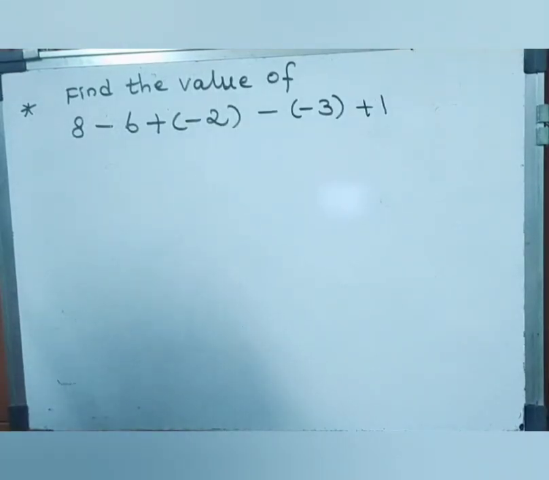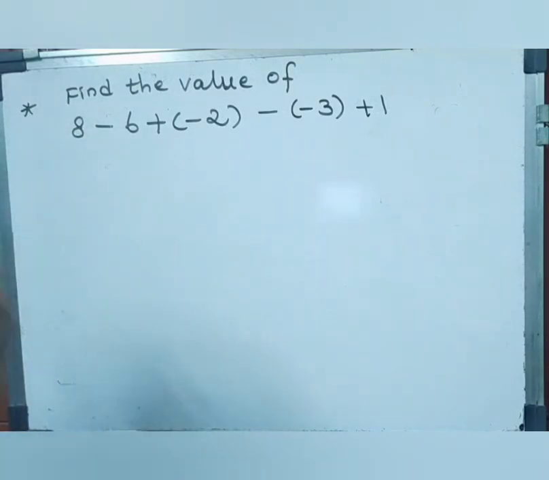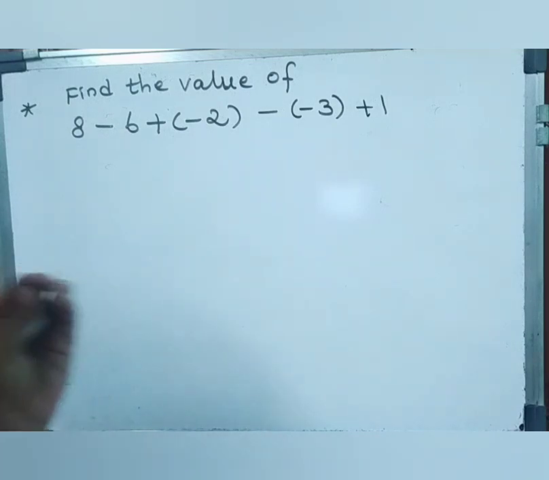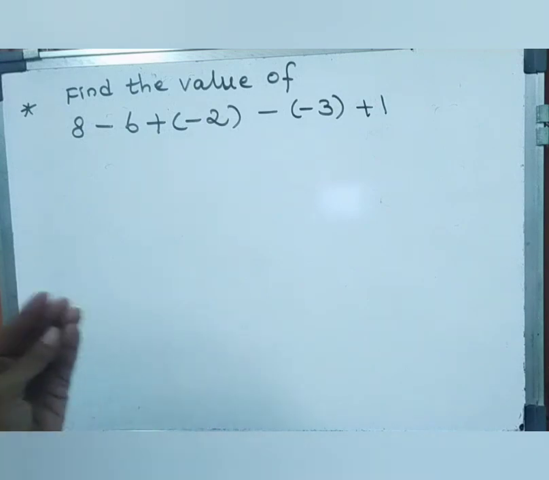The next question is find the value of 8 minus 6 plus bracket minus 2 minus bracket minus 3 plus 1. So we are having now more than 2 integers. How are we going to handle it? Anyway, wherever you are seeing the bracket, it should be removed with the help of multiplication of signs.